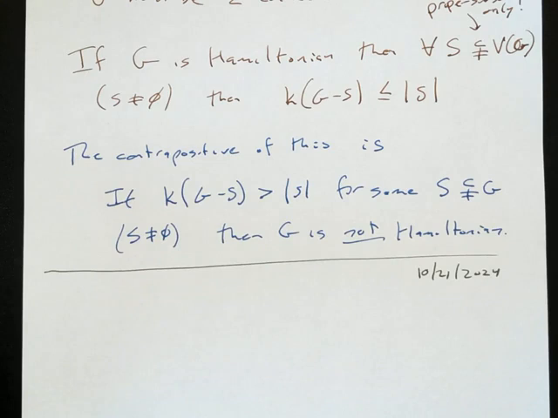Smallest possible disconnecting set is a cut vertex. If I have a cut vertex, I'm going to end up with two components or more. My graph won't be Hamiltonian. Well, there's a right away gimme. If I have a cut vertex, I'm not Hamiltonian.